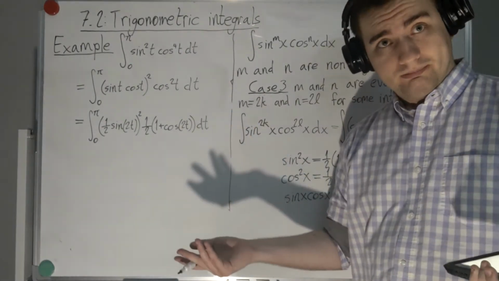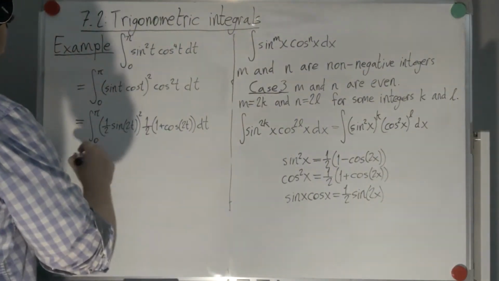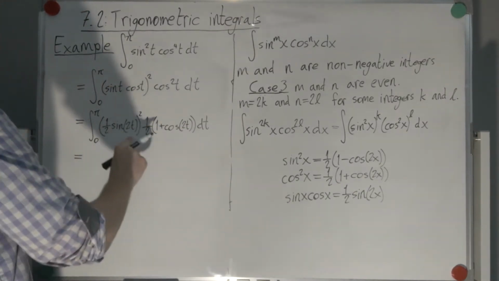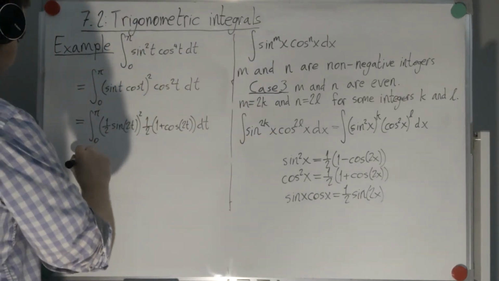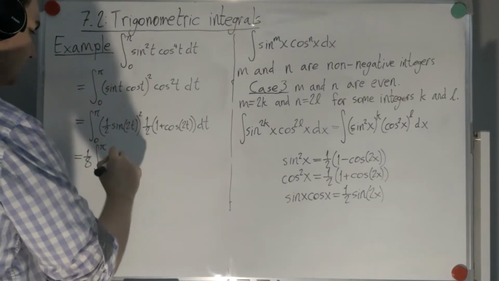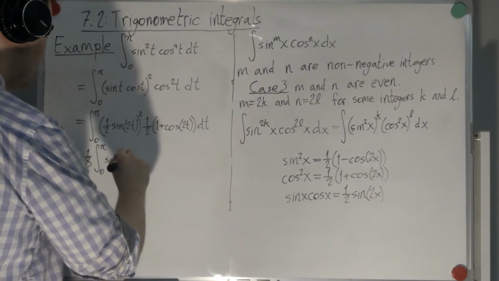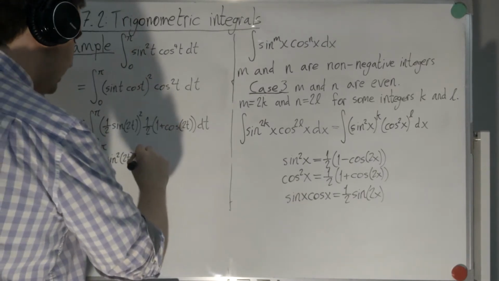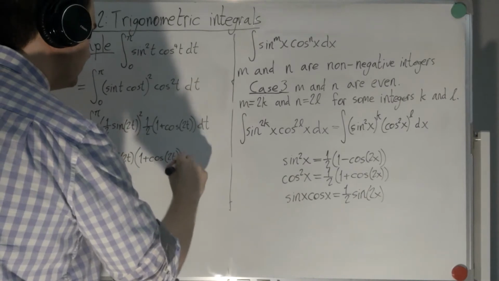Now from here we can distribute. We've got some stuff that we can distribute. So first of all, 1/2 squared is going to be 1/4. And then 1/4 times 1/2 is just going to be 1/8. We can pull that outside, so I'm just going to have a 1/8 outside. And then this is the integral from 0 to pi of sine squared of 2t multiplied by 1 plus the cosine of 2t dt.